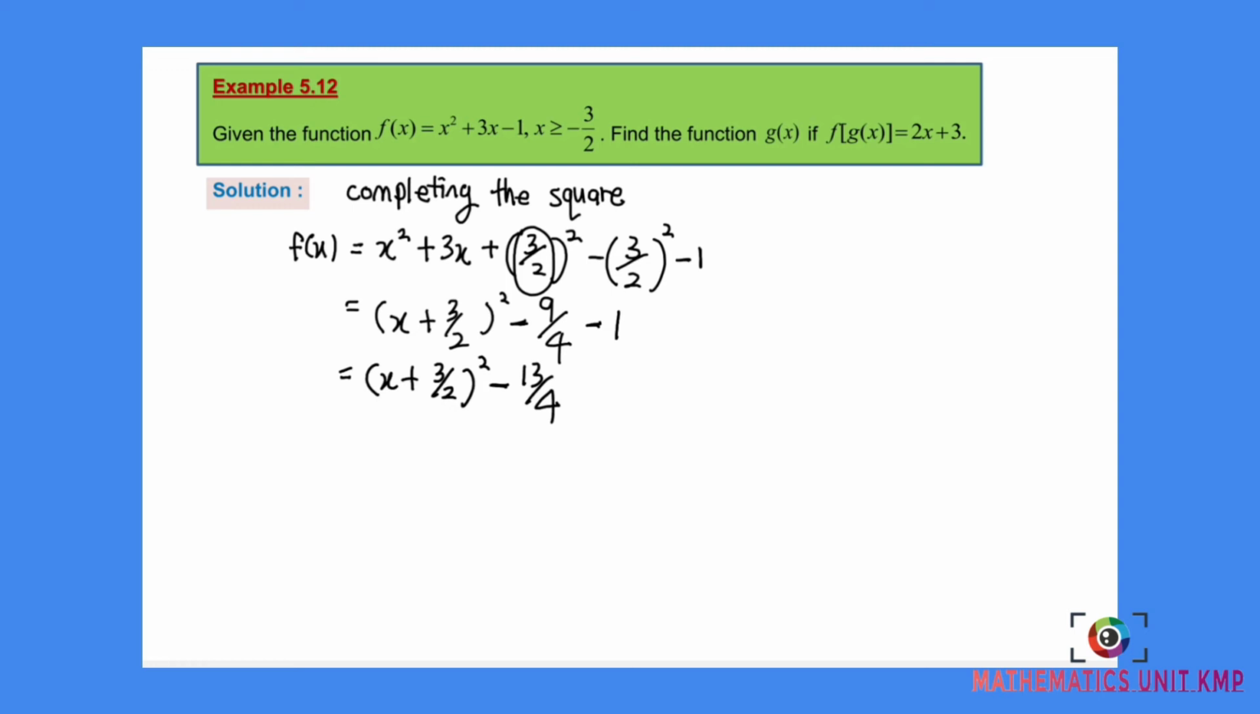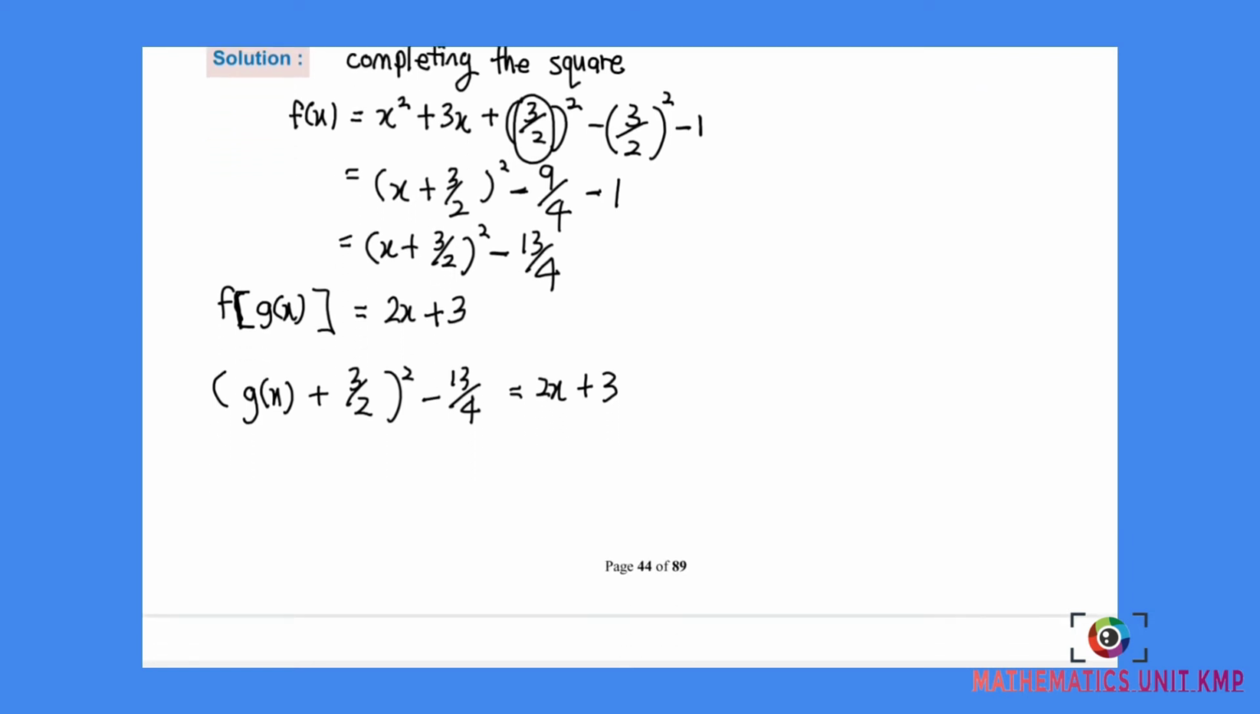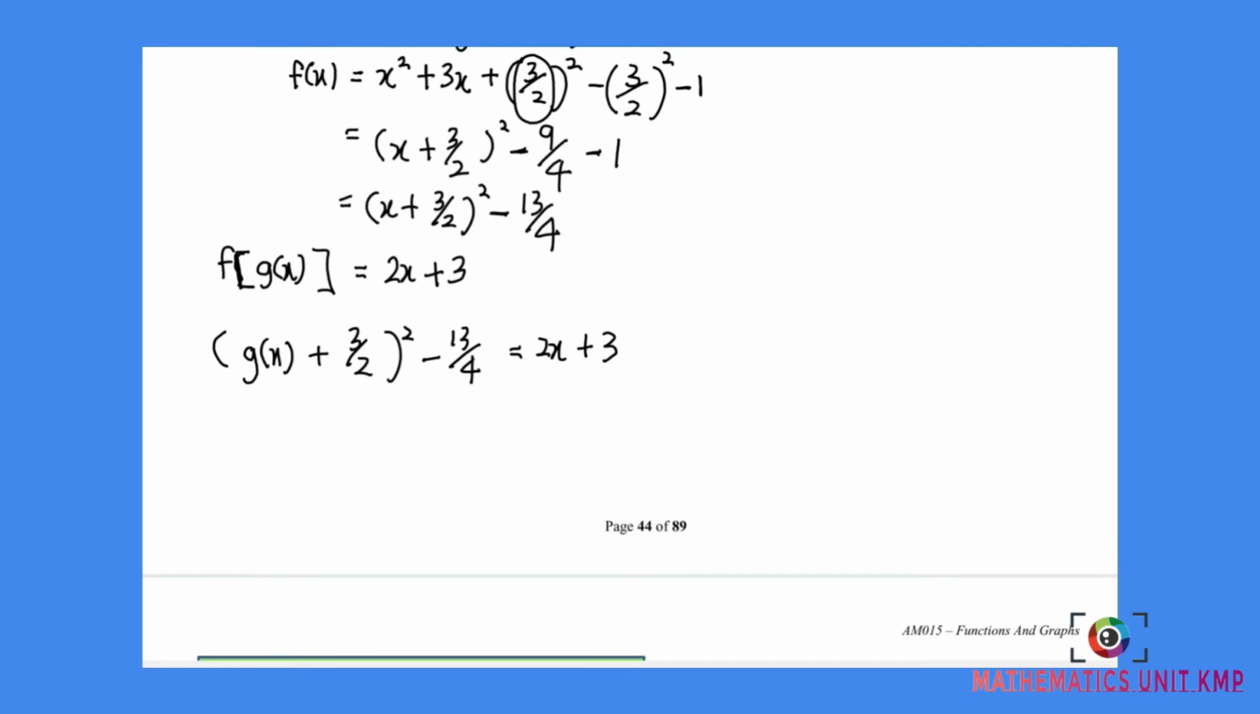Now we go to the question. Dia bagi fg(x) equals to 2x plus 3. What is g, f(x) here? You tukarkan x to object x sebagai g(x). Faham? Baik, bila you dah tukar, baru kita permudahkan step by step.